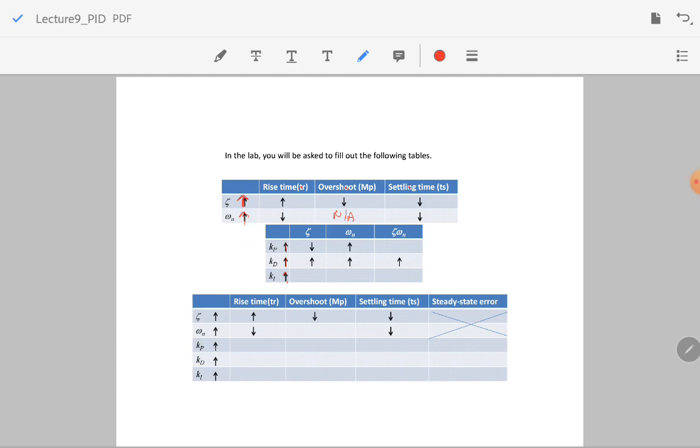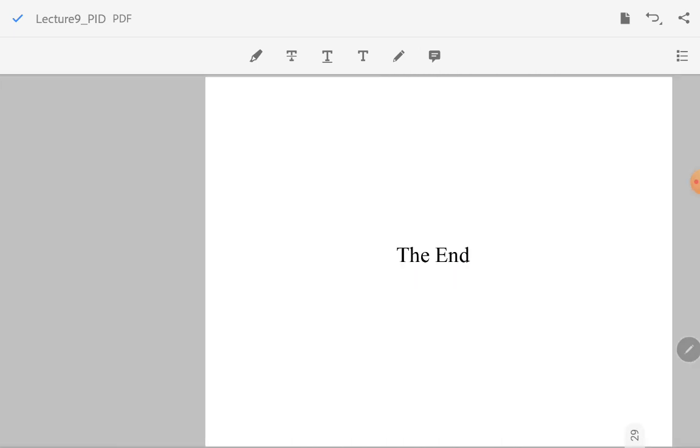When you increase Kp, Kd, and Ki, what kind of effect do they have on the rise time, overshoot, and settling time? So this table is not filled out right now. It will be your job to figure out as best as you can, through experiment or equations, how these 3 parameters will affect those 3 step response specification parameters. And this is the end of the lecture.